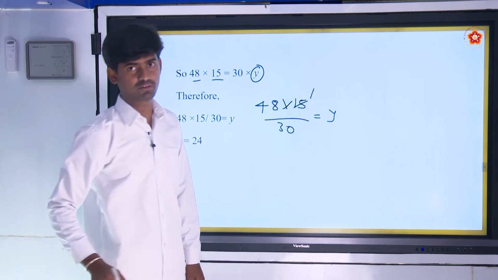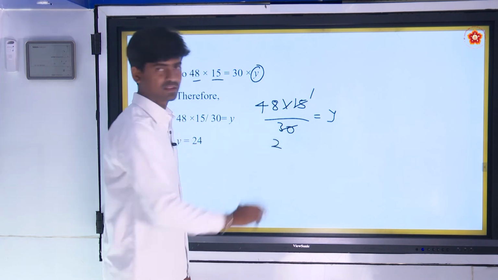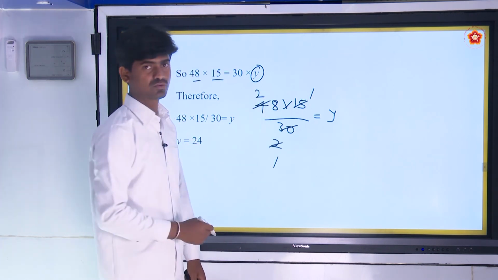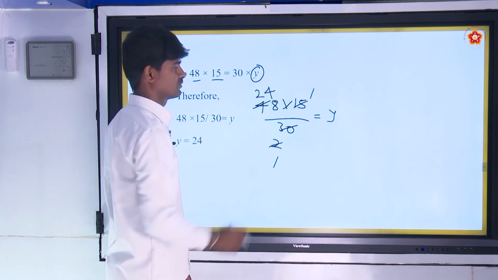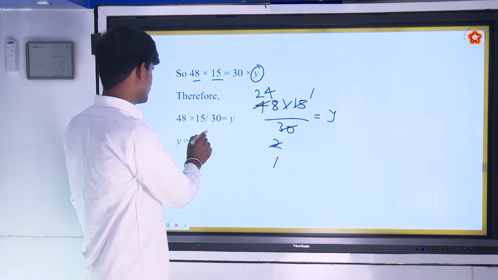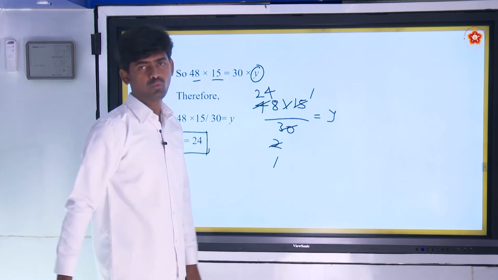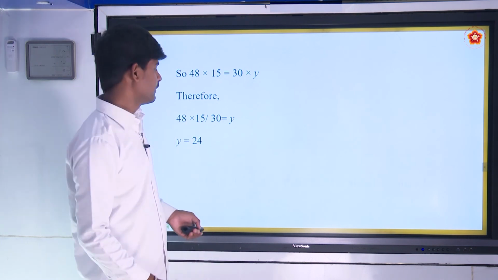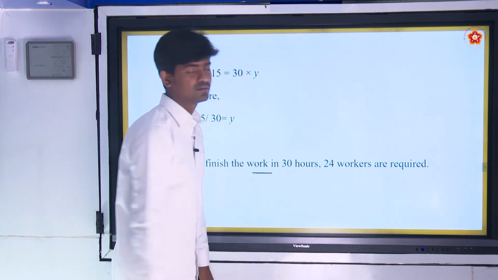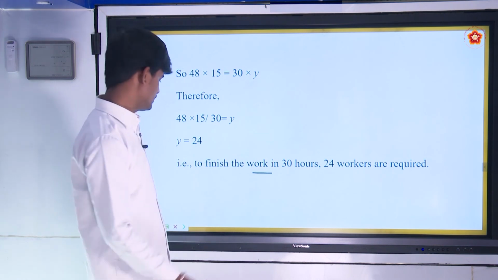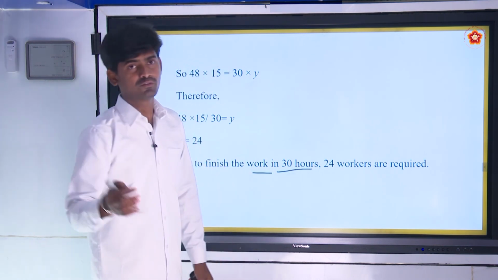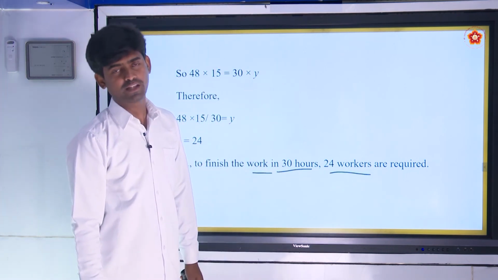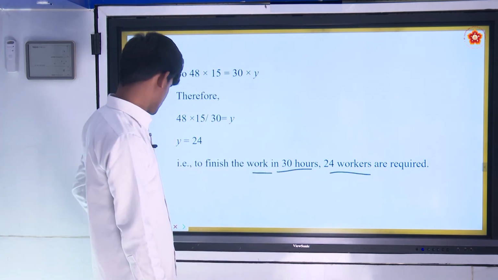5 ones are 5, 5 threes are 15. 2 ones are 2, 2 twos are 4, 8 is remaining, 2 fours are 8. So y is equal to 24. What is this 24? 24 is the number of workers required to complete that wall. It means in the 30 hours, we require 24 workers to complete that wall.